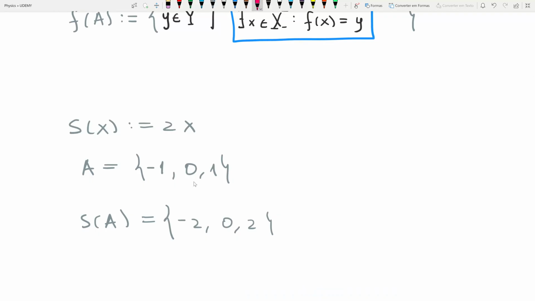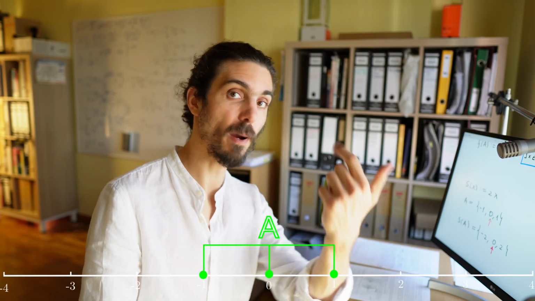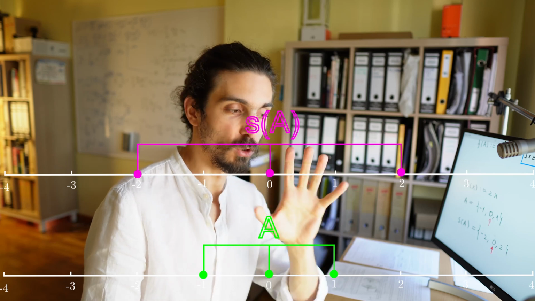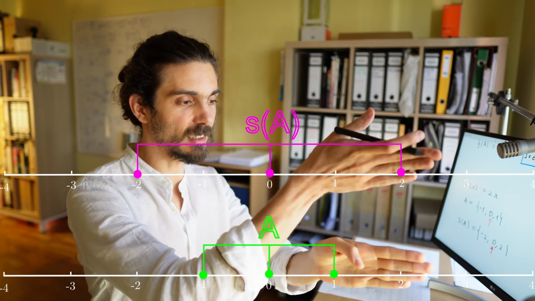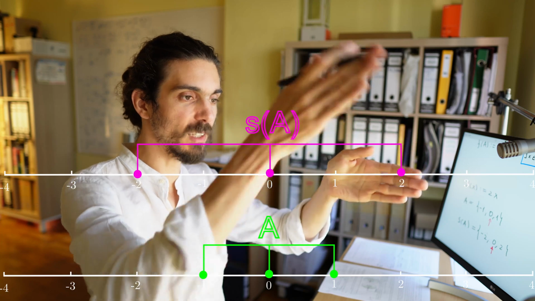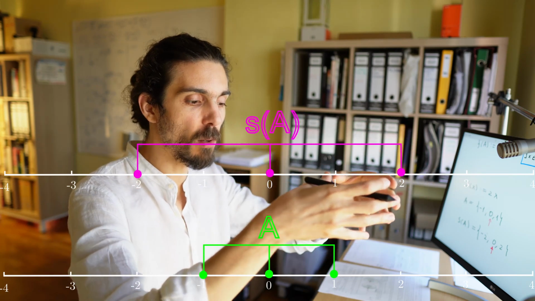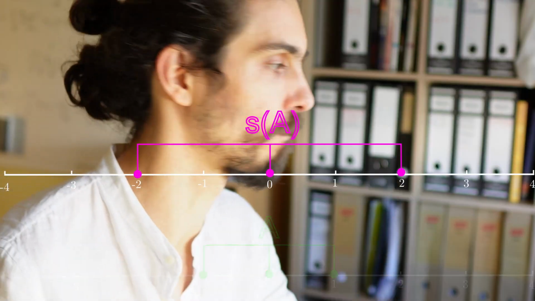Now, what is the difference between A and s of A? Well, let's see. This one is centered at 0, and so is this. But now the neighbor elements of 0, here is +1 or -1, here is twice of that, 2 and -2. So essentially, a set centered at 0, +1, -1, now it's twice of that. So the set became a wider set.